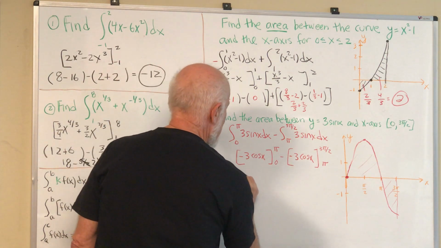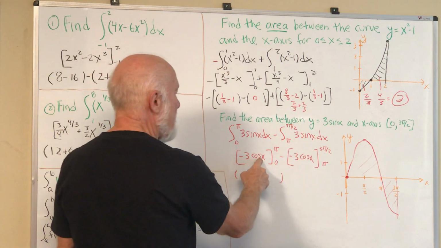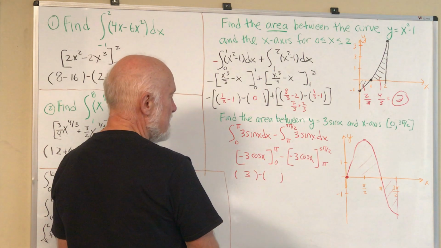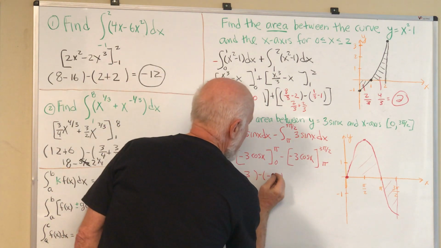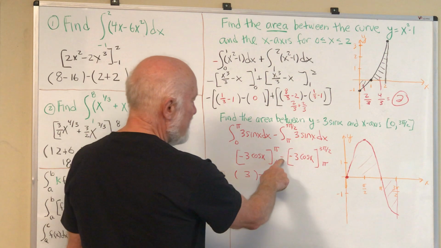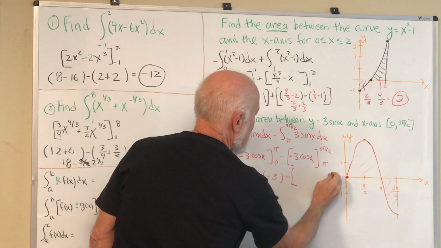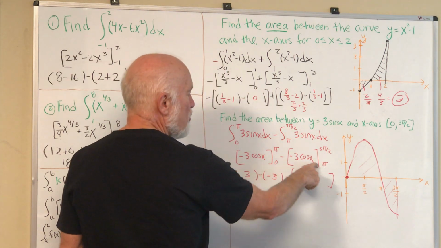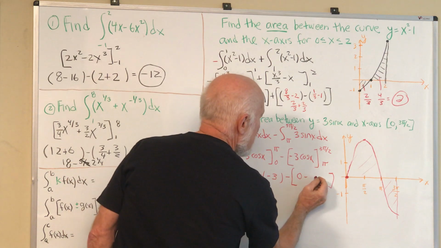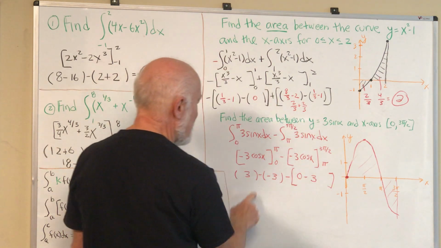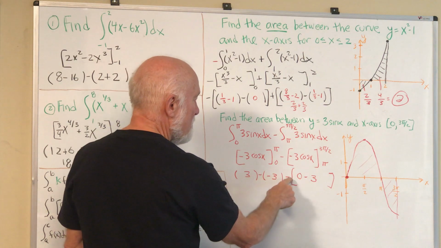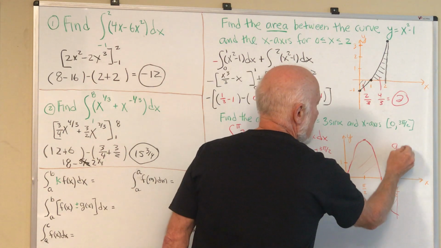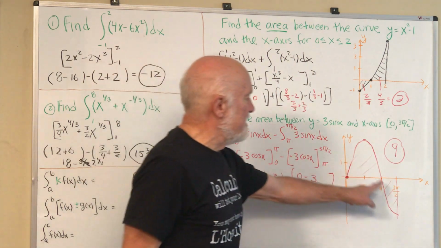So, plugging in the numbers. The cosine of pi is -1, so this is 3. The cosine of 0 is 1, so we get -3. On this side, the cosine of 3 pi over 2 is 0, and the cosine of pi is -1, so we get 3. So altogether we get 6 plus 3, or 9. That would be 9 square units of area in there.